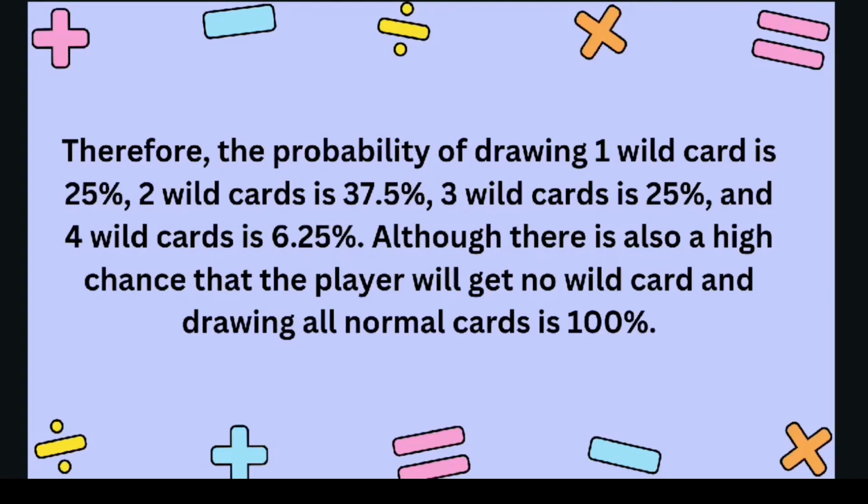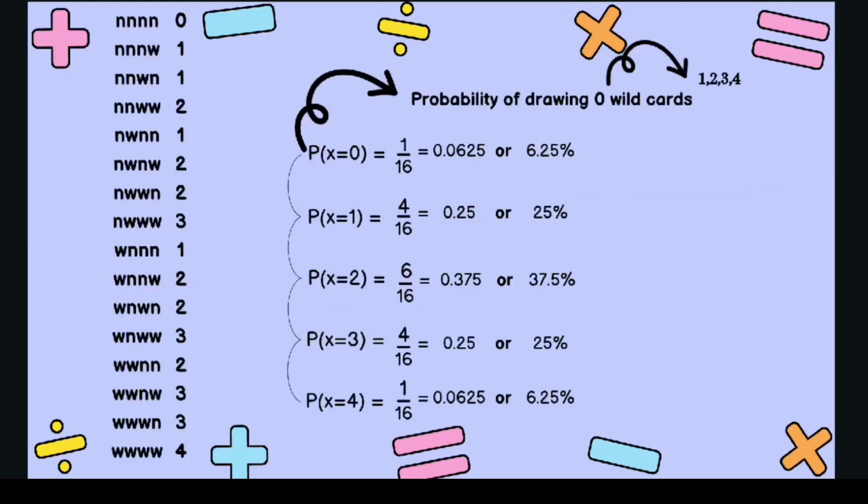Although there is a high chance that the player will get no wild cards at all, and drawing all normal cards is 100%. Why is that? It is because each set still contains the letter N, and we have to know the fact that an Uno deck contains 100 normal cards, and there are only 8 wild cards in the game. So that is how you find the probability of drawing a number of wild cards if affected by a plus 4 card.